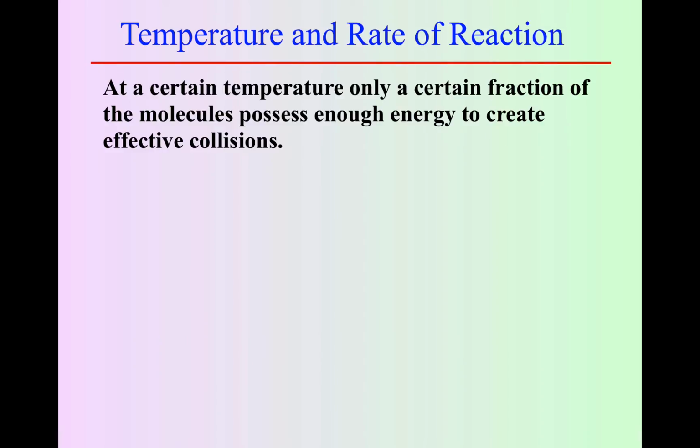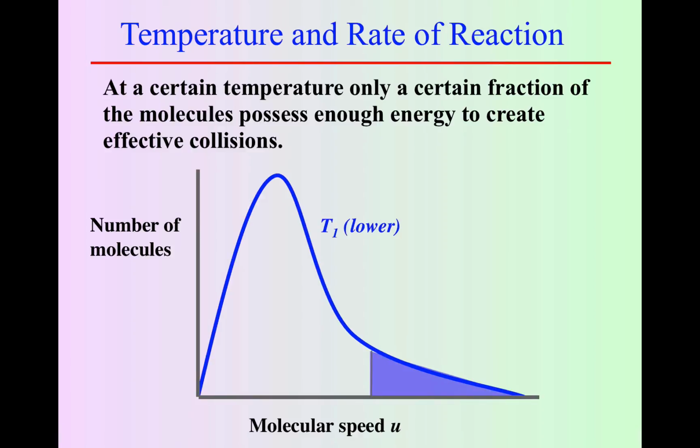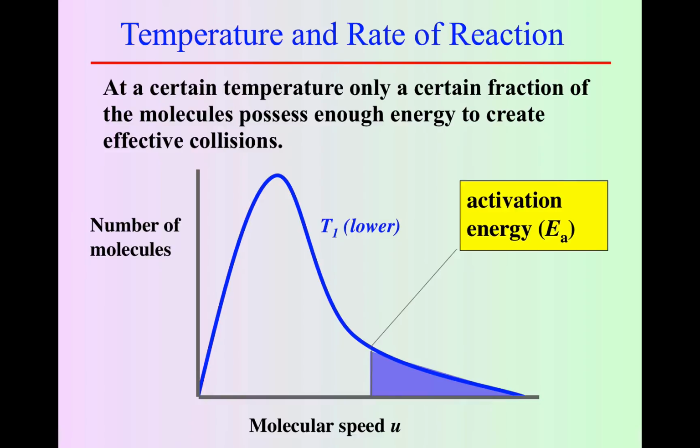So at a certain temperature, only a certain fraction of molecules possess enough kinetic energy for an effective collision. So we're back to our Boltzmann distribution. The line represents the threshold: if you're beyond the line in terms of speed, you have enough kinetic energy to react. If you're before the line, you're not going to react. If you're past the line, yeah, you'll react.